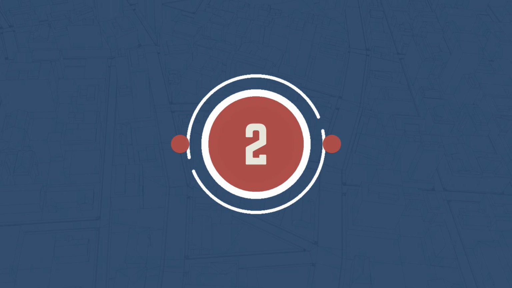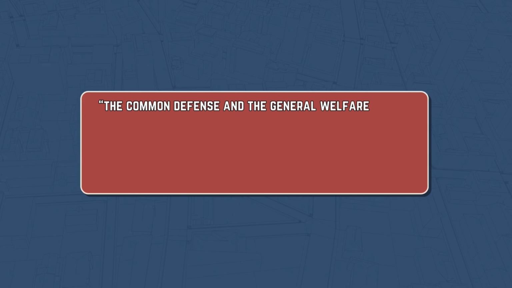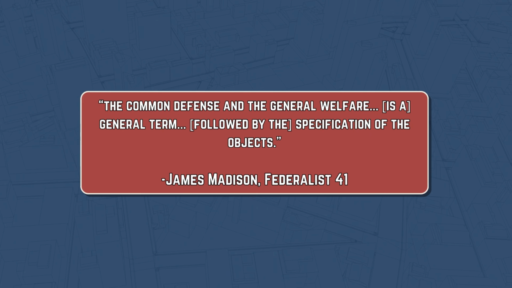The second question is whether the Tax Clause gives Congress an independent spending power for the general welfare. As James Madison describes it in Federalist 41, the common defense and the general welfare is a general term followed by the specification of the objects. In other words, the phrase is a reference to the following powers in Article 1, Section 8, and not a power unto itself. Madison points out that if Congress can spend money on anything it deems to be in the general welfare, there is no limit to its power. And that's how the Supreme Court interpreted this clause until 1936.